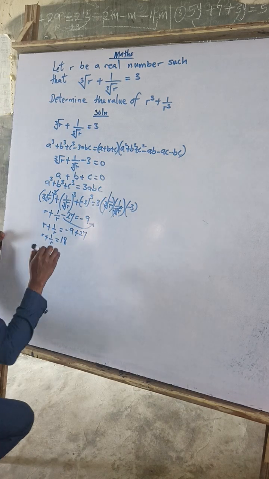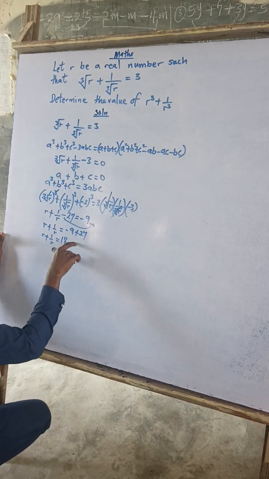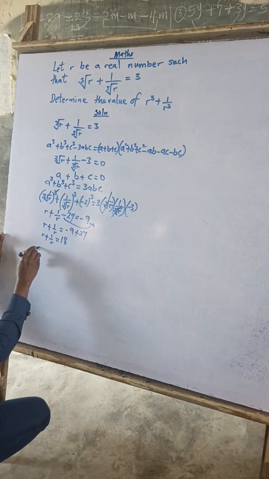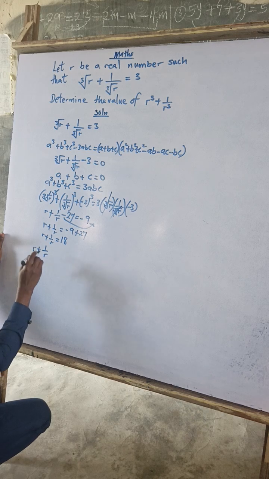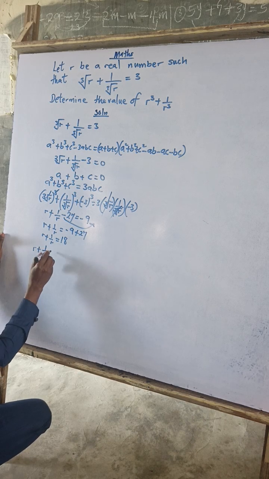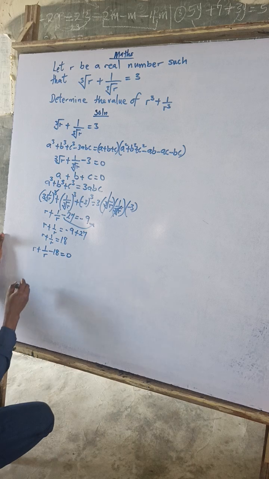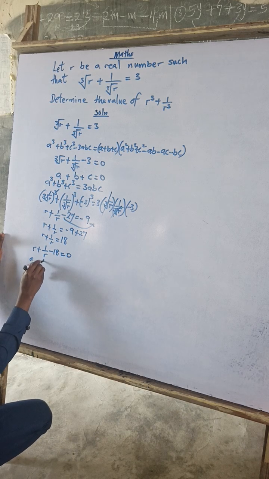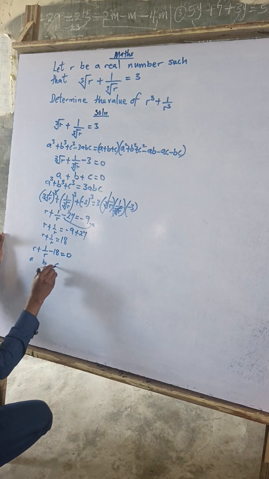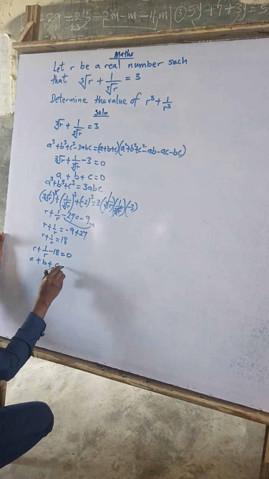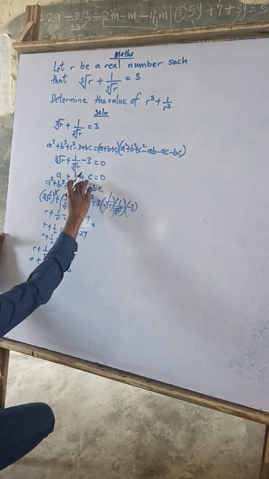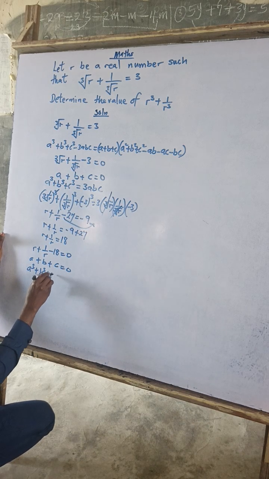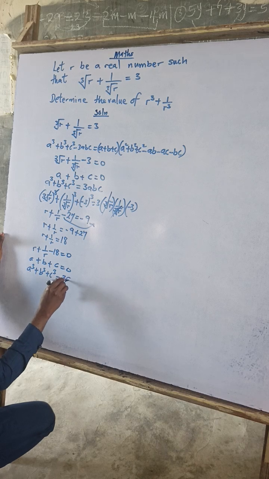Now, what we did here, we are going to repeat the same thing to determine R cube plus 1 over R cube. That is, we have R plus 1 over R. By taking 18 to this side, we have minus 18 equals 0. So let's replace this with A, this B, and minus 18 will now be C. When we add together, we have 0. Using the same identity, we have A cube plus B cube plus C cube equals 3ABC.